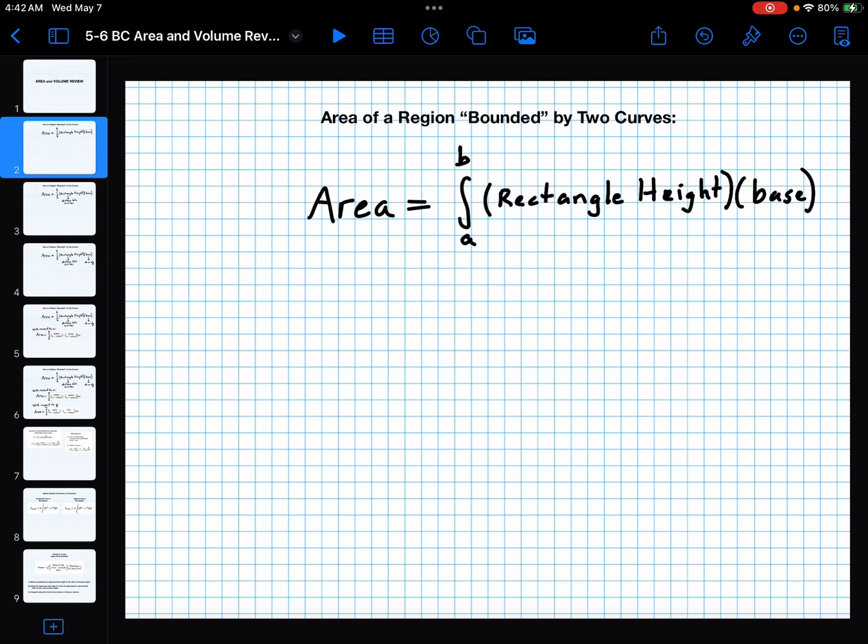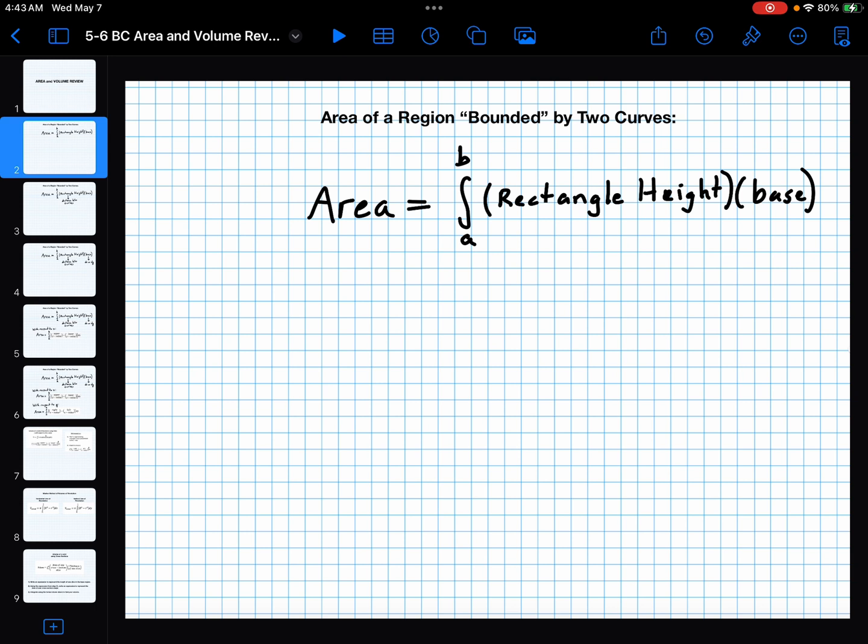Area is basically calculated by using a Riemann sum, and specifically a definite integral is a limit of a Riemann sum. That means what would you expect the sum of the areas of all your approximating rectangles to be if the number of rectangles approached infinity? You'd expect it to be the exact area of the region between two curves or bounded by two curves.